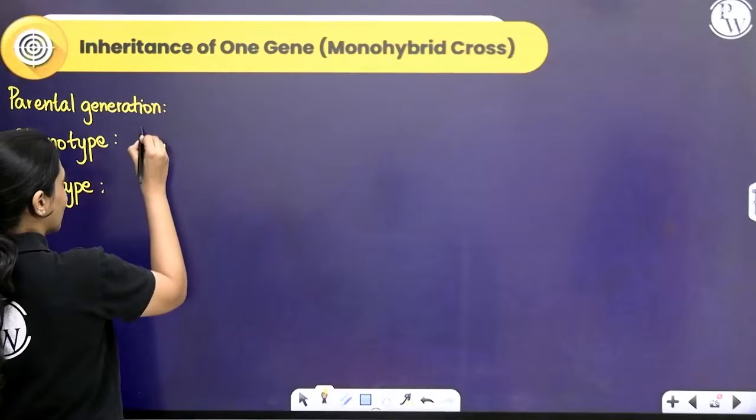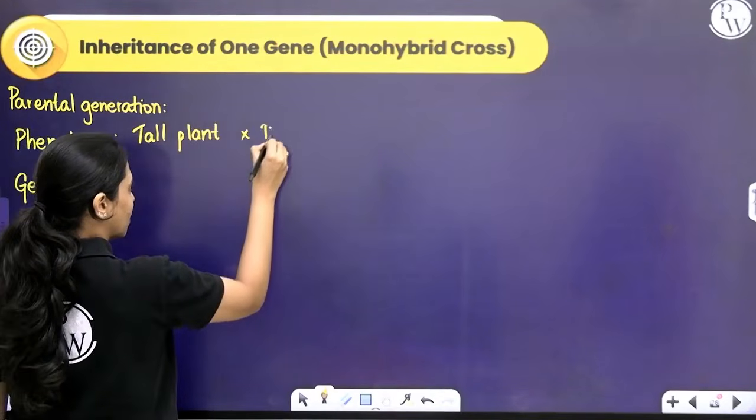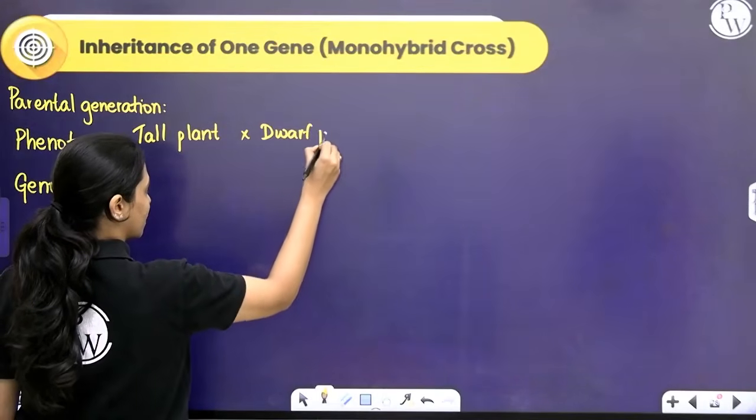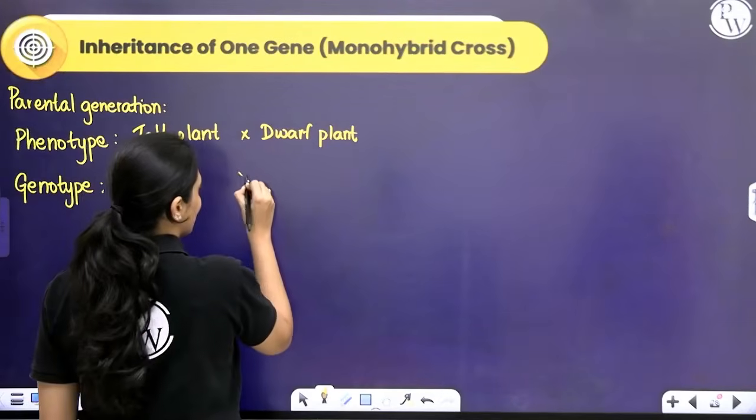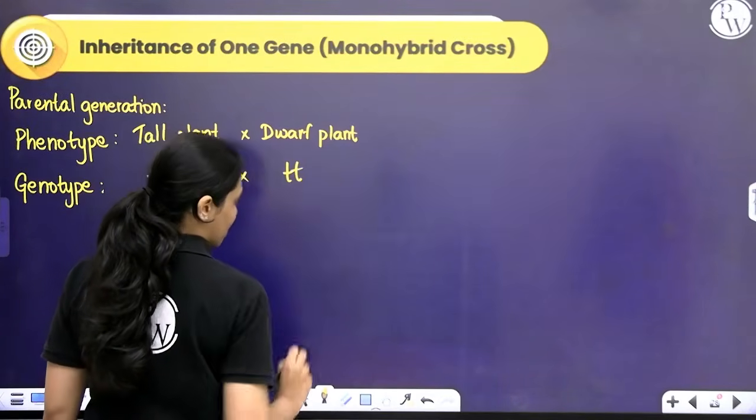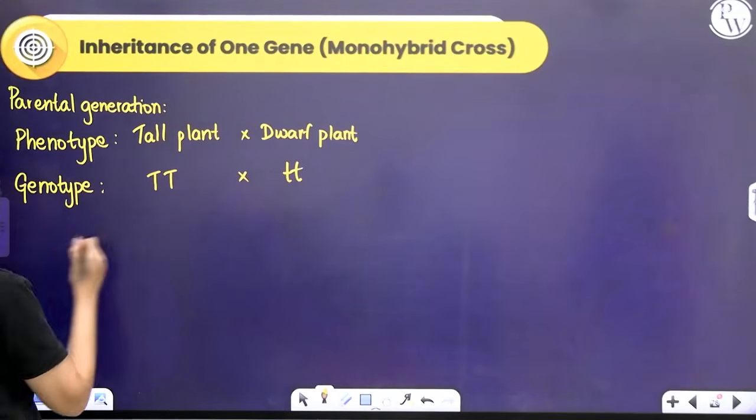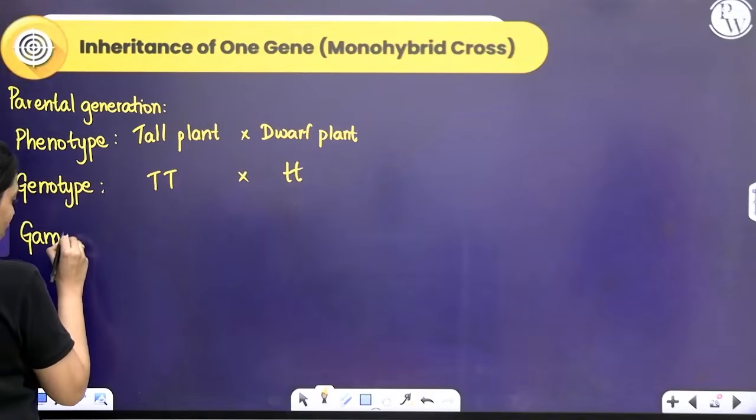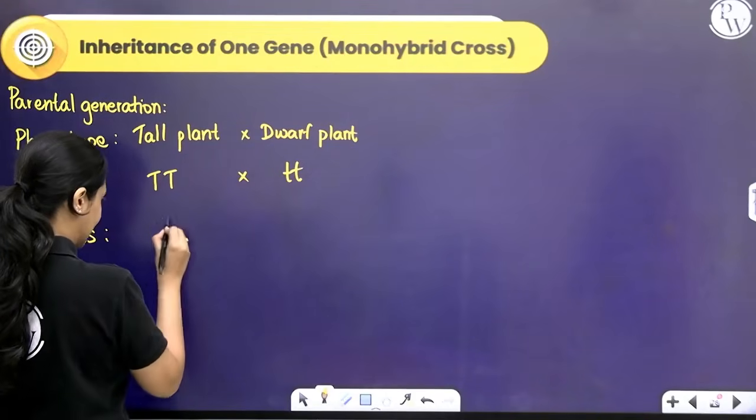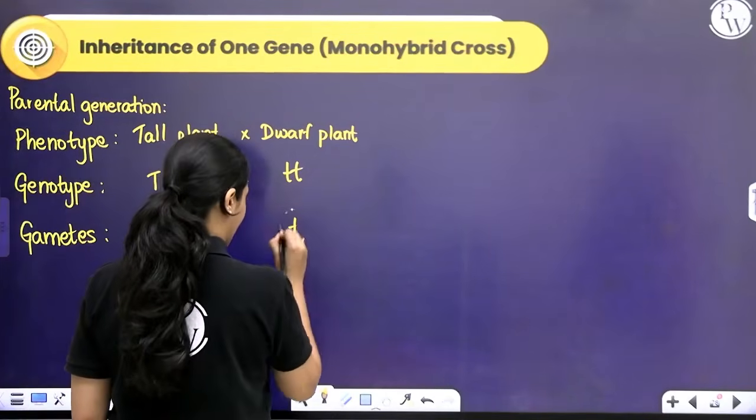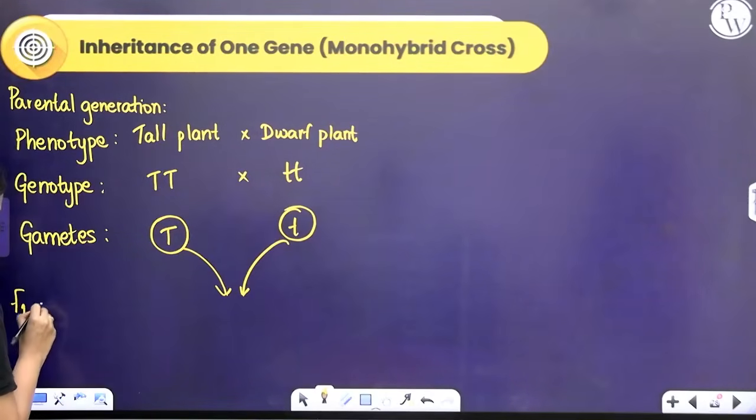We took a tall plant and crossed it with a dwarf plant. What was the genotype of the tall plant? Capital T, capital T. The genotype of the dwarf plant was lowercase t, lowercase t. Now, when we are artificially hybridizing it, within the pollen grains and within the ovule, gametes will be formed. Gametes will be haploid, so only one of these alleles will be present in the gametes. When these two gametes come together, we will get the F1 generation.